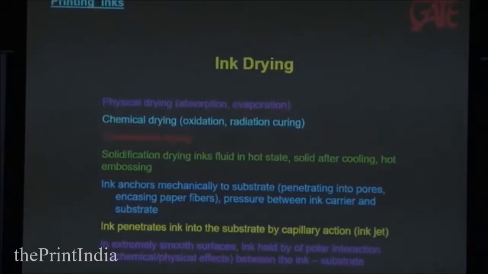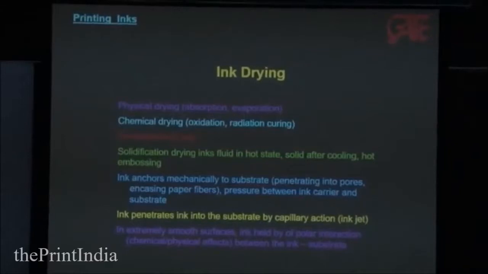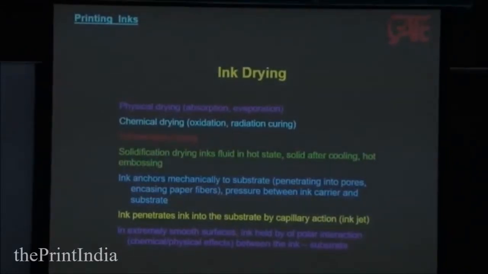Ink anchors mechanically to substrate. It penetrates into the pores of the paper, in paper fibers, pressure between ink carrier and the substrate. Ink penetrates into the substrate by capillary action, that is inkjet. When the ink is sprayed, or even the gravure printing on paper, okay, it's capillary action. In extremely smooth surfaces, ink is held by polar interaction, chemical and physical effects between ink and the substrate. Okay, so these are all various processes. So you have to understand your process very well, what exactly happens, how your ink dries, to get ultimately consistent result.